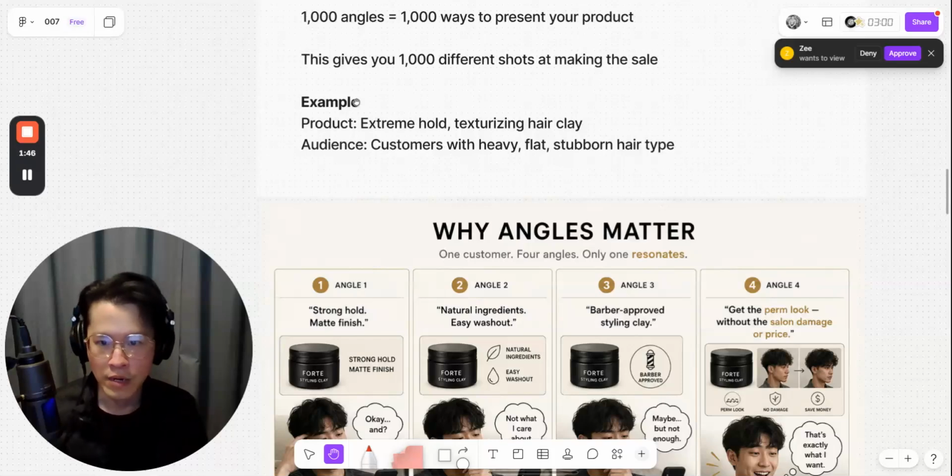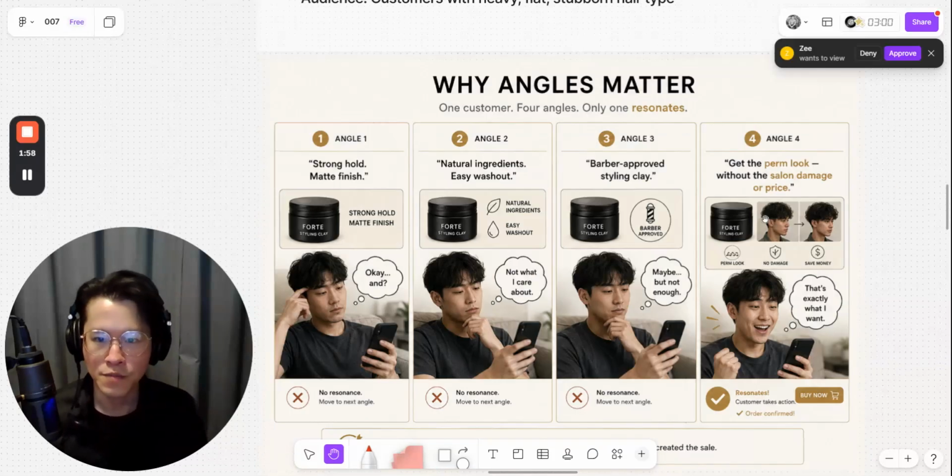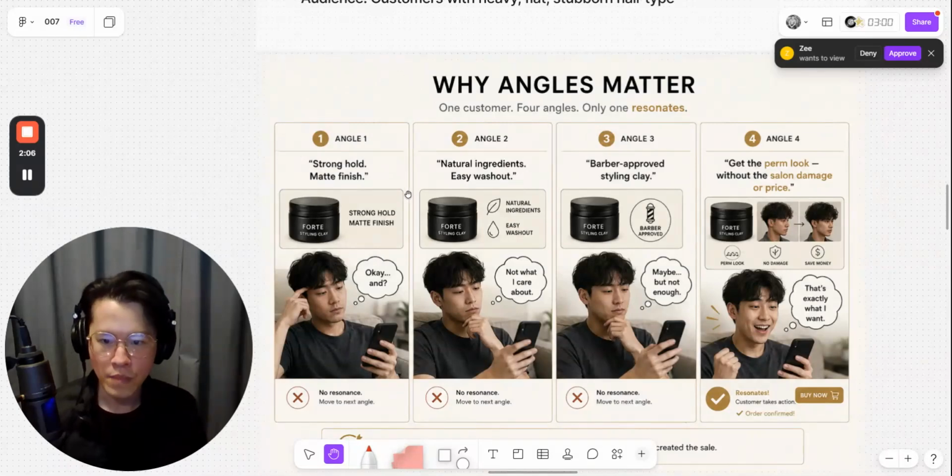So let's talk about an example. The product in this case is an extreme hold texturizing clay. And the target customers are guys with heavy flat hair, especially Asian guys. So if we have angle number 1, the extreme stronghold matte finish angle, this might not resonate with the target customer. They might think to themselves, okay, I don't really care. And this will just go over their head.